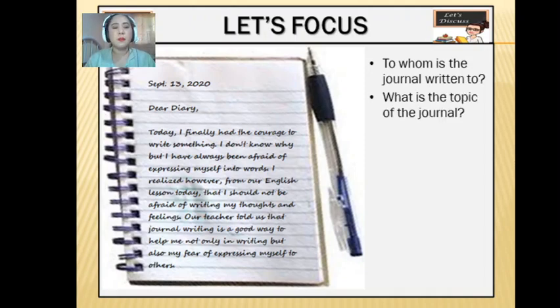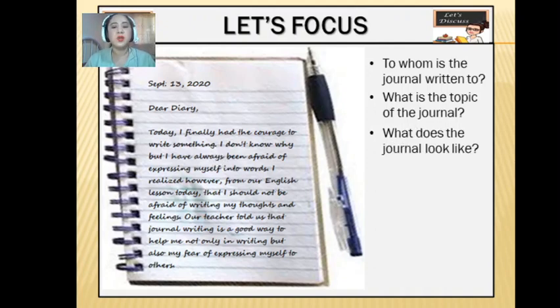So what is the topic of the journal? The topic is having had the courage to write something. So this is her objective. The objective is that the person is now having the courage to write something, or starting up a journal entry.